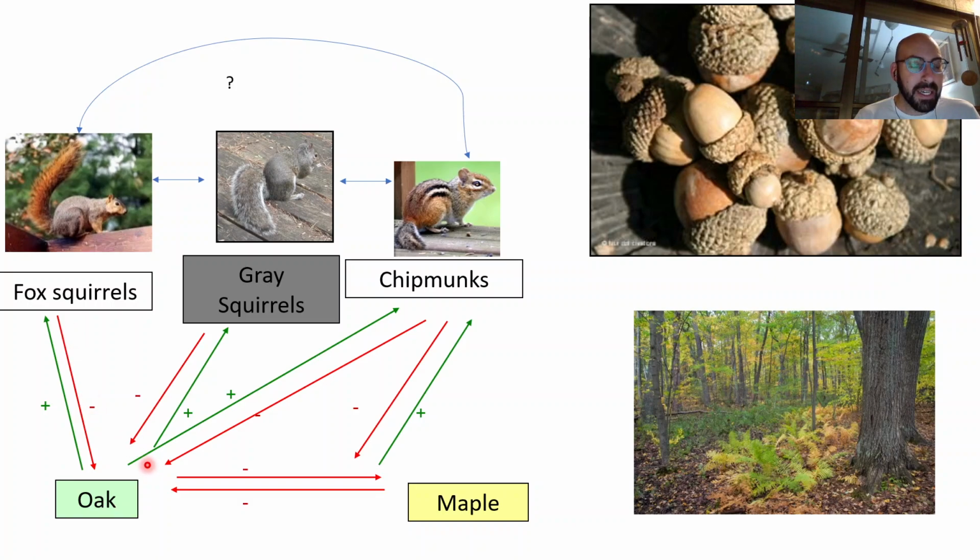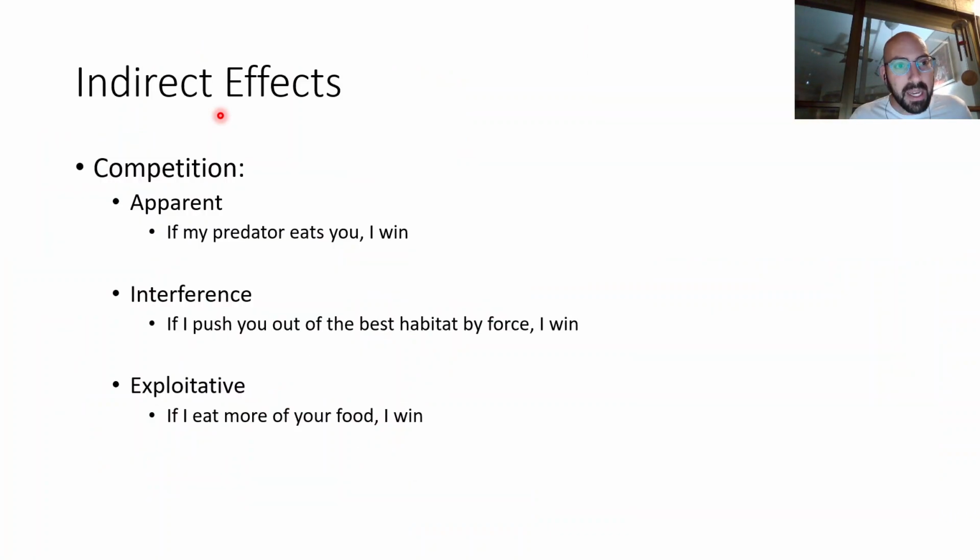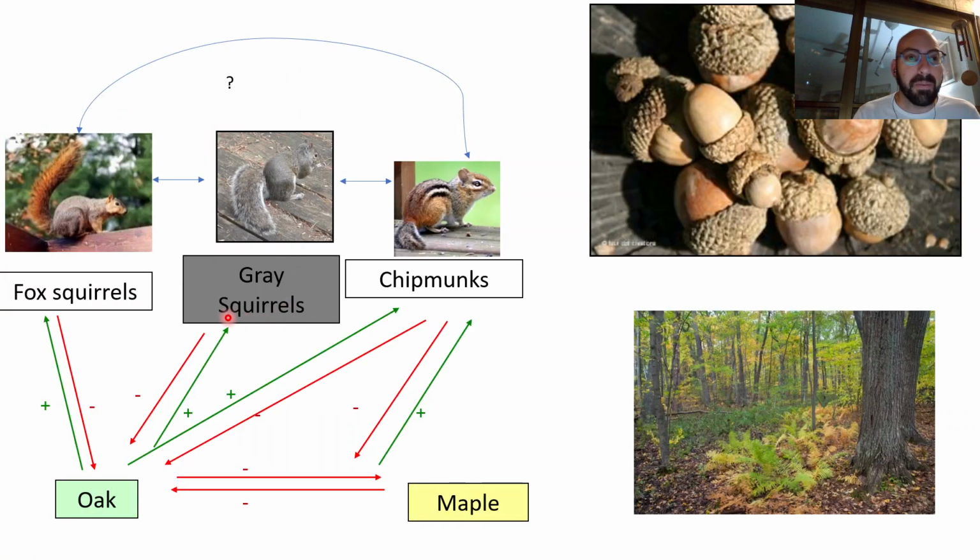exploitative competition. It's also an interference competition because they're pushing each other out of the way. They are also, well, I don't have a predator here, but they could also have the same predator. So let's say there's a hawk added to this. They can also have apparent competition through the predators. The same thing happens with the chipmunks. So the same interaction, the same competition, all types of competition actually exist between all these three species.